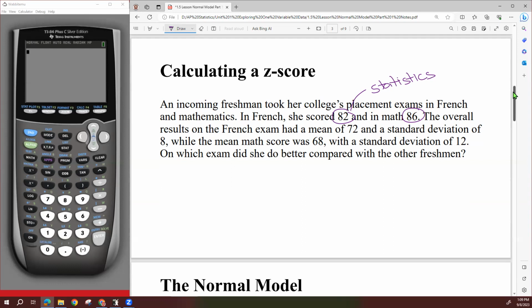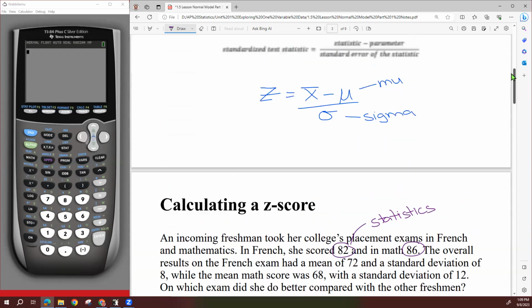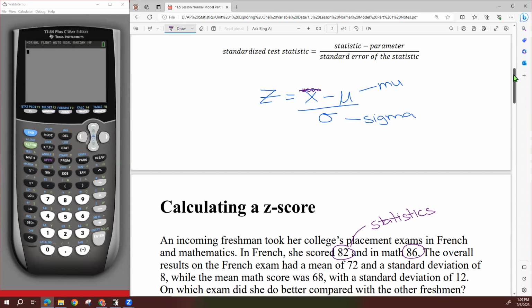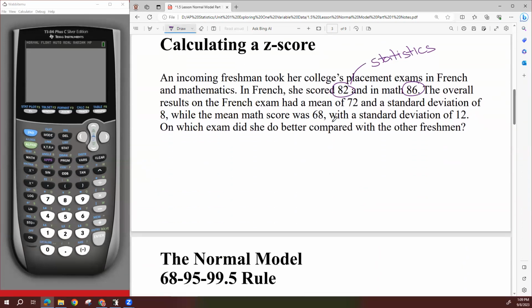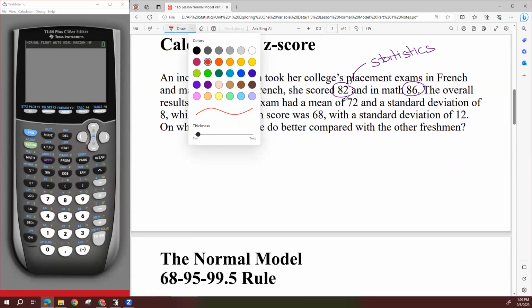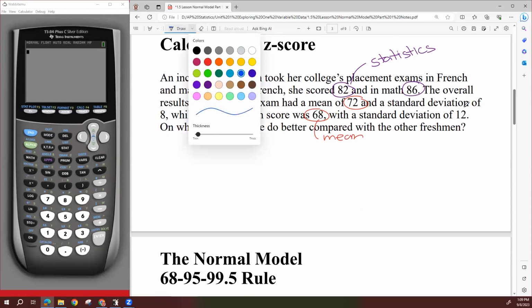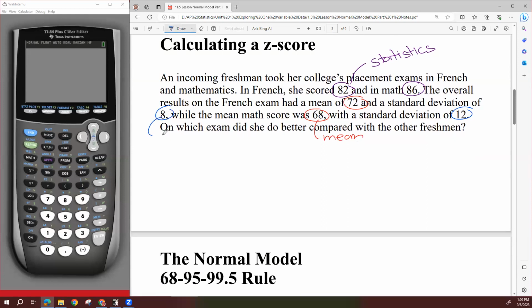And actually, I should go back here and change this, not X bar, just X. And then we have our means. Whoops, that's a standard deviation. I'll put means in red. And then we have our standard deviations. I'll do those in blue.